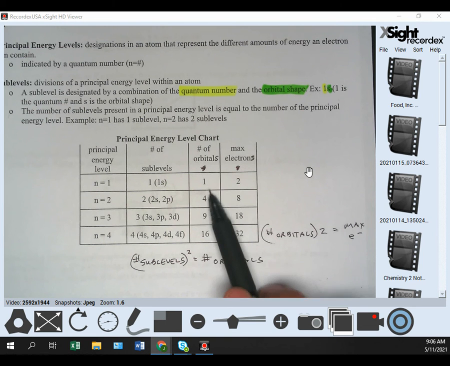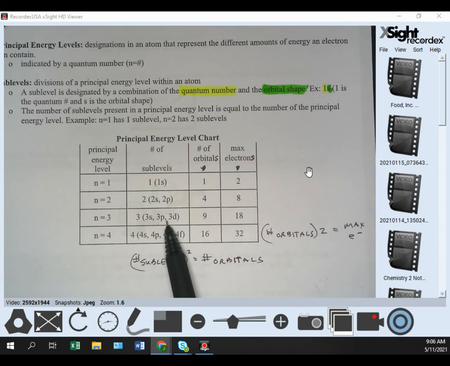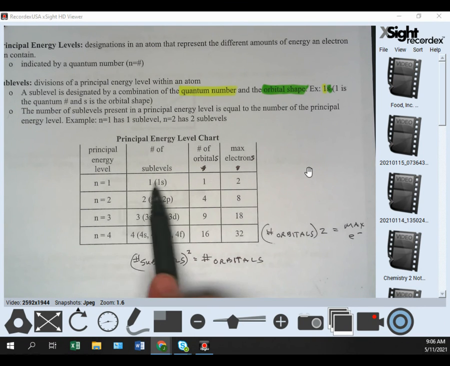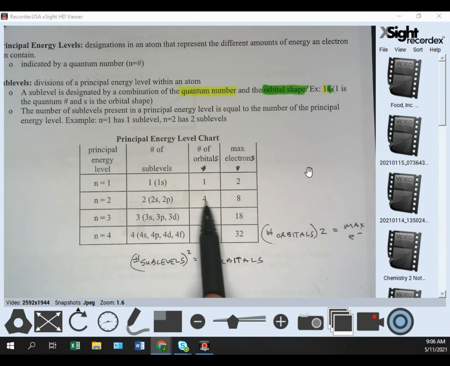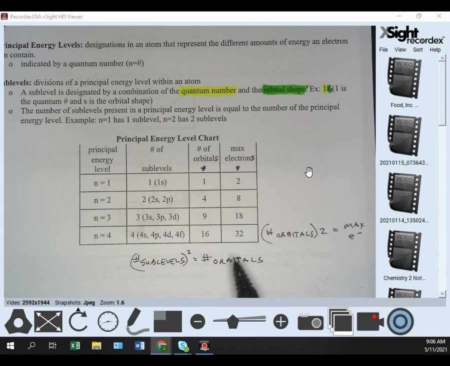The number of orbitals is the sublevels squared, or principal energy level squared, however you want to look at it. 1 squared is 1. 2 squared is 4. 3 squared is 9. 4 squared is 16. Okay. Now, I'll go back to that in 1 second. Maximum electrons is the same as it was on the other one. Number of orbitals times 2 is your maximum electrons.